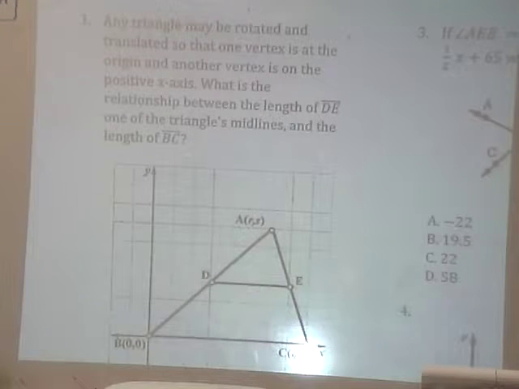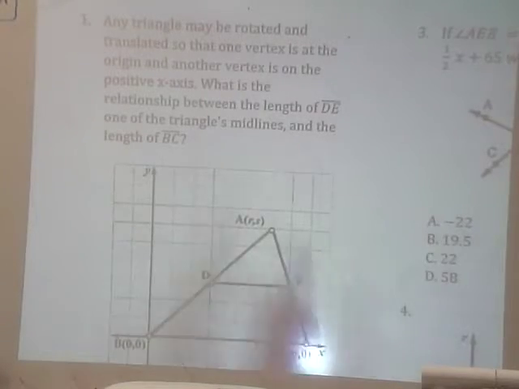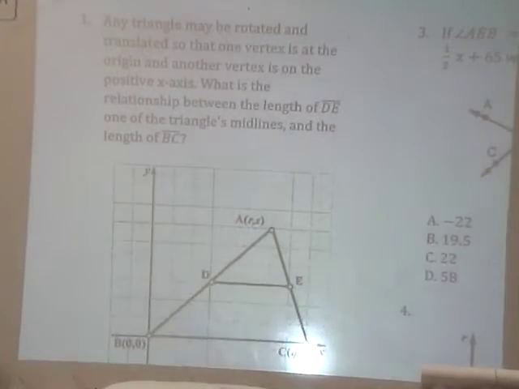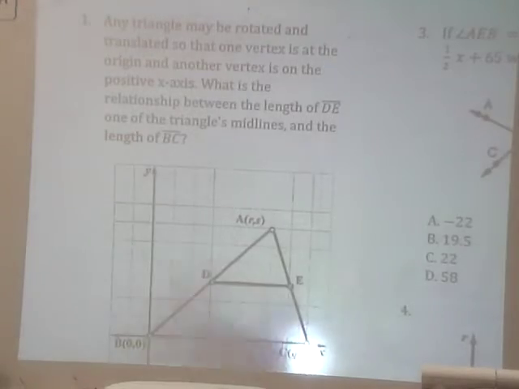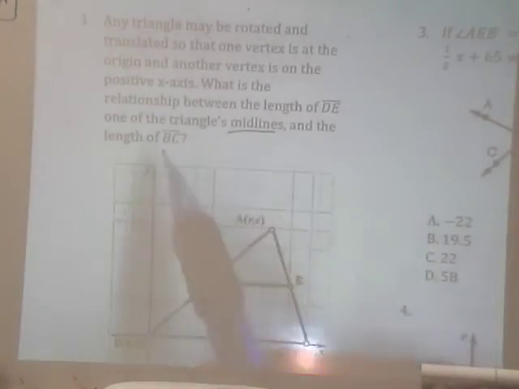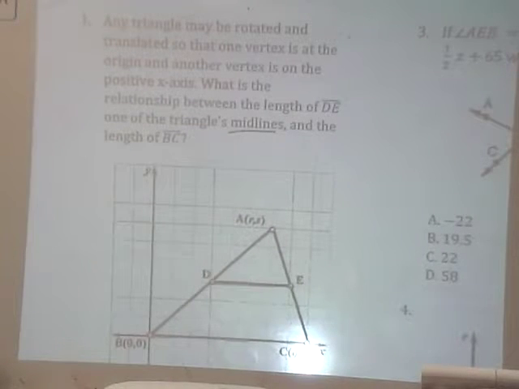Alright, any triangle. Maybe rotate it and translate it so that one vertex is at the origin, another vertex is on the positive x-axis. What is the relationship between the length of DE, one of the triangle's midlines, and the length of BC? Anybody know? What's the relationship between those two lines?